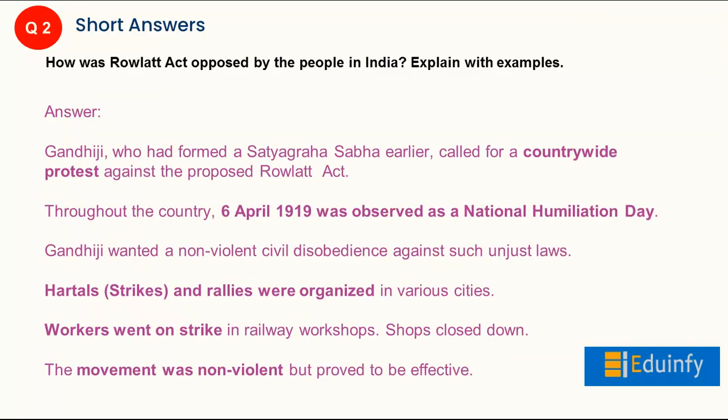How was the Rowlatt Act opposed by the people in India? Explain with examples. Gandhiji, who had formed a Satyagraha Sabha earlier, called for a countrywide protest against the proposed Rowlatt Act. 6th April 1919 was observed as a National Humiliation Day. Gandhiji wanted a non-violent civil disobedience against such unjust laws. Hartals and rallies were organized. Workers went on strike in railway workshops. Shops closed down. The movement was non-violent. It proved to be effective.